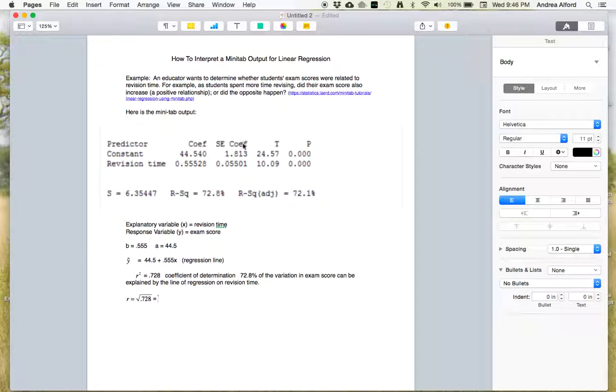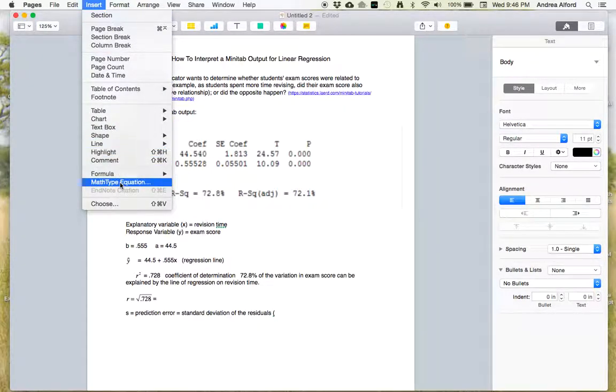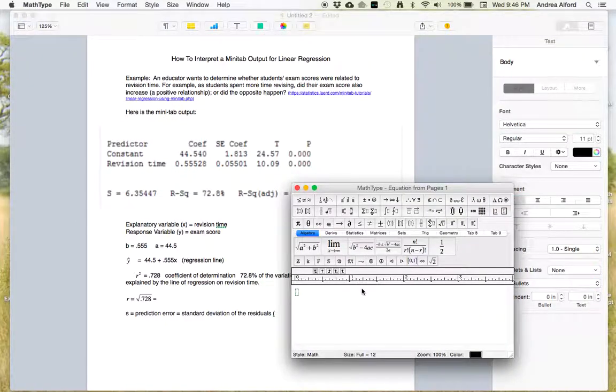Okay, now there's some other things that you see, some standard errors. We'll be looking at that later, so don't worry about that right now. Don't worry about T, don't worry about P. But the one other thing you should look at is your prediction error. So remember, S here is equal to your prediction error. And what's that equal to? That's the standard deviation of the residuals. The residuals, remember, are y minus y hat. Okay, y minus y hat is what a residual is.